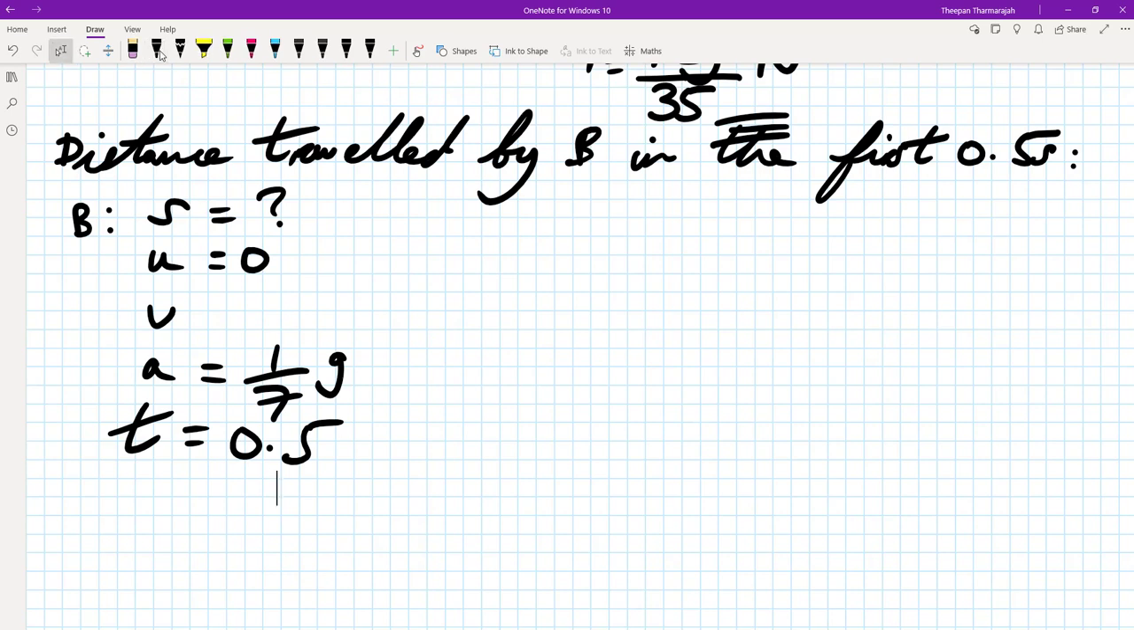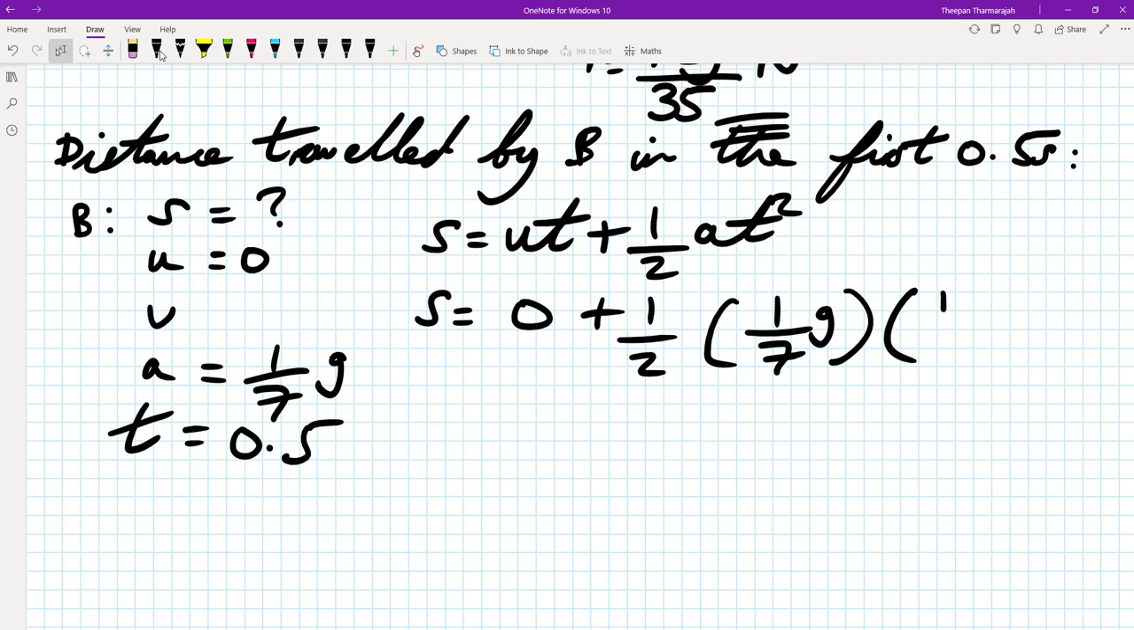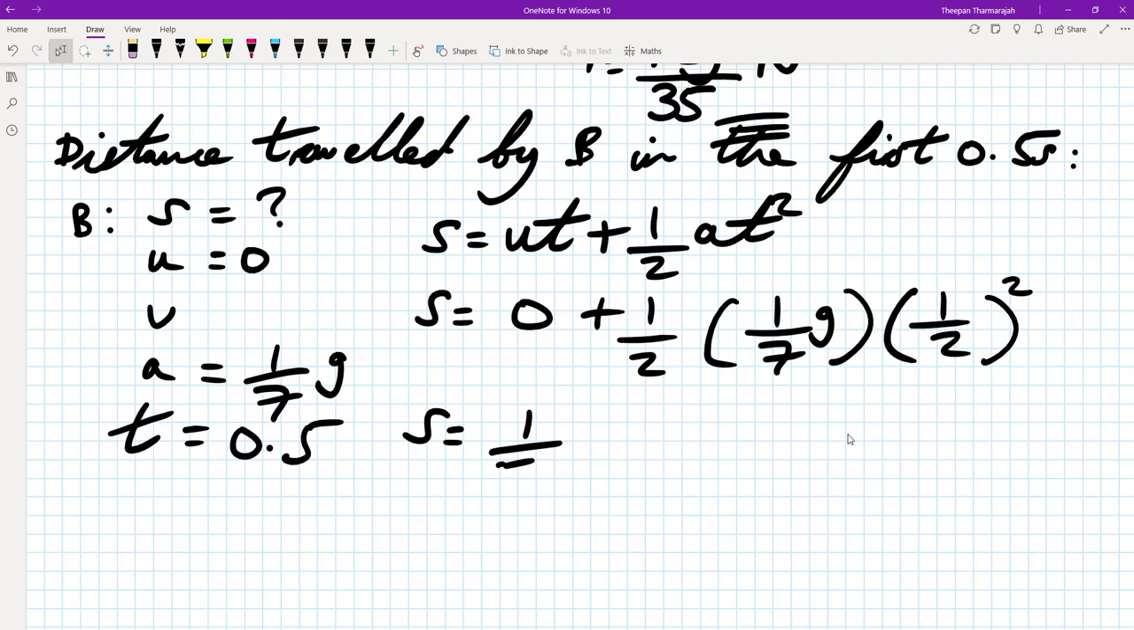So we're going to use s equals ut plus a half at squared. So s, where u is 0, plus a half times 1/7 g times a half squared. On my calculator, I can do 0.5 squared times 0.5 times 1 over 7. Again, I'm going to leave it in terms of g, so I get 1/56. So that's 1/56 g. So that's the distance travelled by B in the first 0.5 seconds.